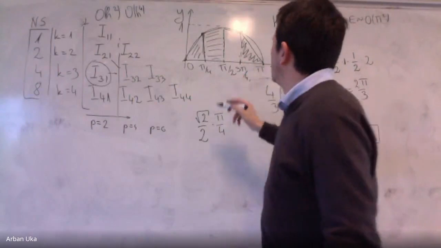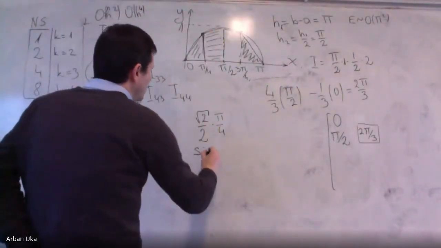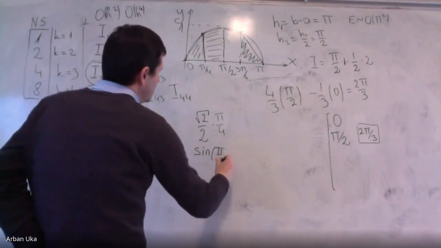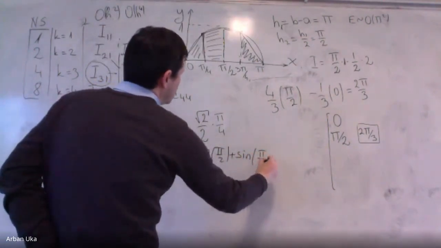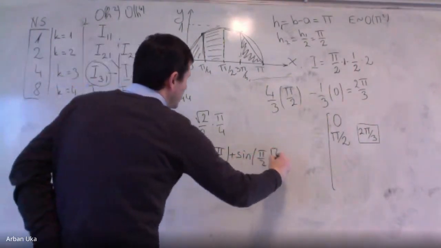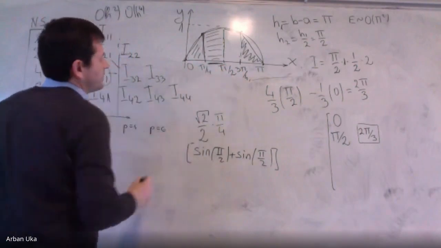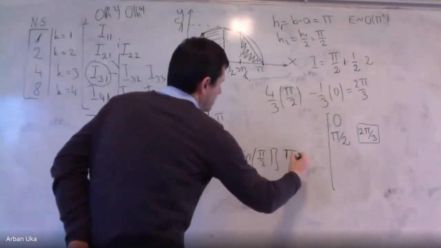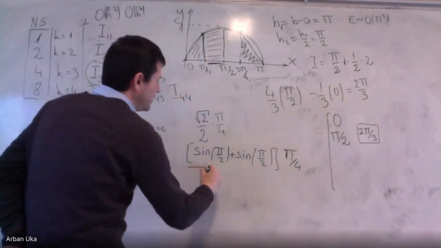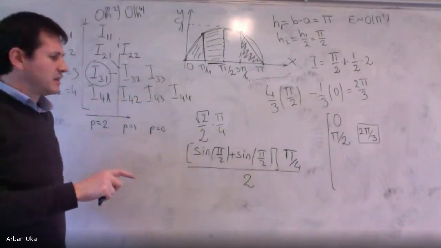So what is the area here? The area is here. It is sine of pi over 4 plus sine pi over 2, okay, trapezoidal method, times this distance. What is this? It's pi over 4, right? Divided by 2, because trapezoid is one base plus the other base times height.